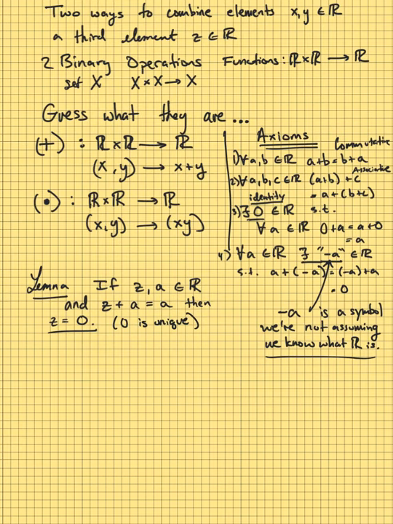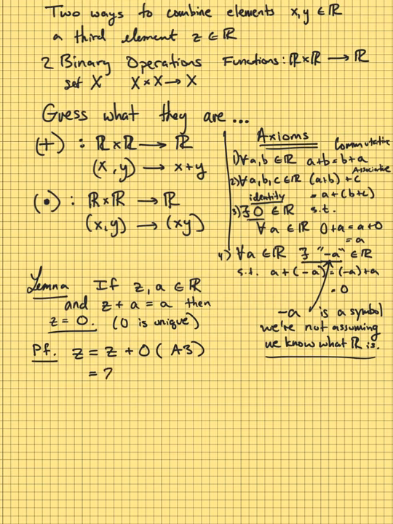Okay, so if I have another element of the real numbers which satisfies this property that 0 does, then it is 0. Okay, so here's the proof. It's going to use these axioms. Okay, so I'm just going to write z. We're trying to show that z is 0. Well, I know that z equals z plus 0 by axiom 3.